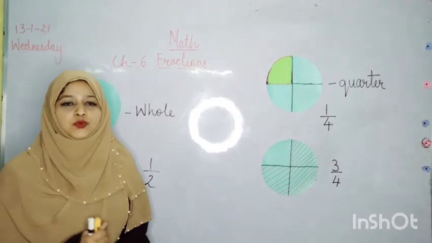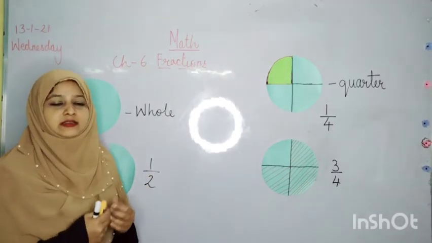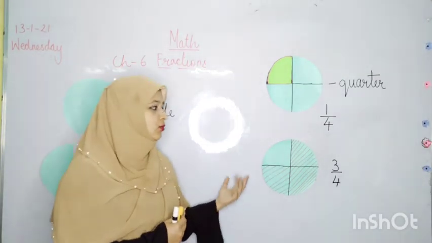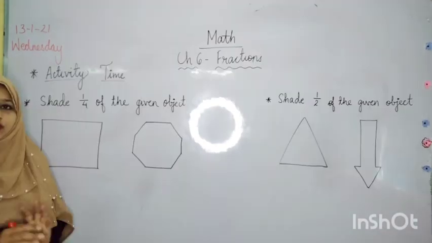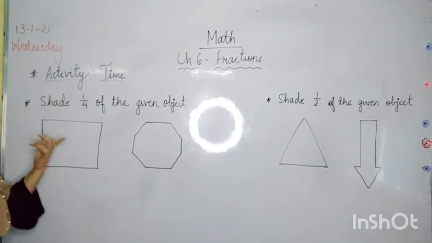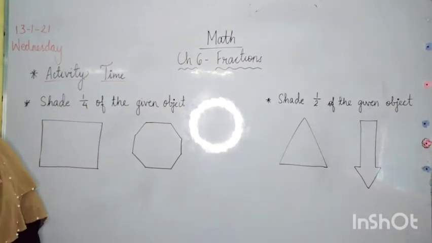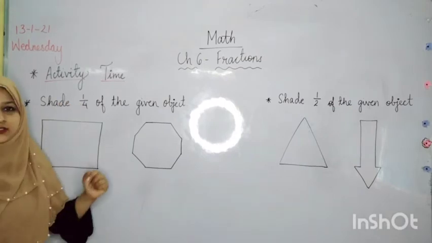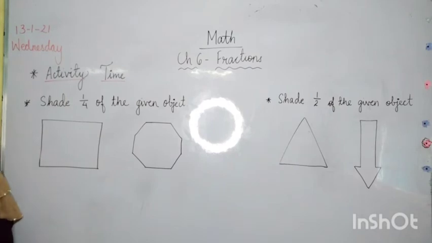Now let's do one small exercise together and see if we can identify whether we are taking half, 1/4 or 3/4 from the given object. So now we are going to do this activity together. The first question says shade 1/4 of the given object. Now I have shown here what is 1/4. We have one full object, and we have to shade 1/4 of that object. How are we going to do it?